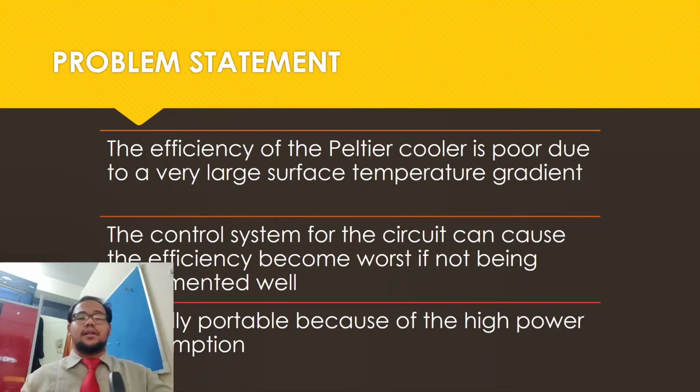So for the problem statement, the problem with a Peltier cooler is that the efficiency is very poor because it has a very large surface temperature gradient, because the cold side and the hot side are very near to each other. The second one is that the control system of the circuit can cause the efficiency to become worse because the control system can draw more power than it needs. And lastly, the Peltier cooler is not fully portable because of its high power consumption, so it cannot be used on a battery for a long time.